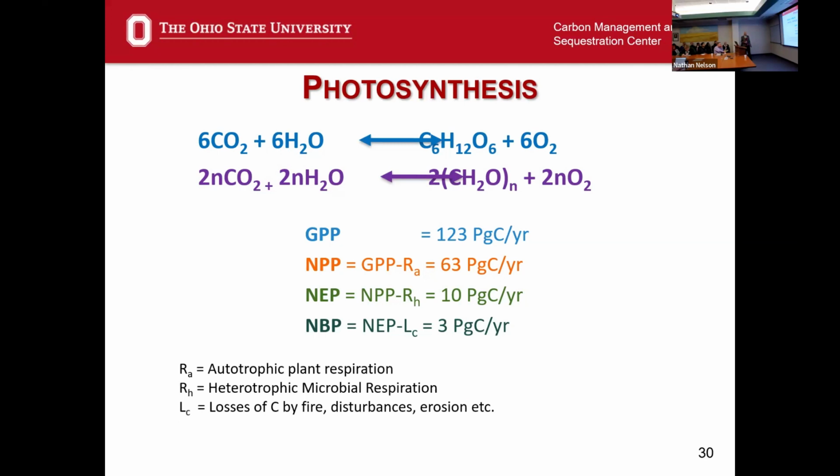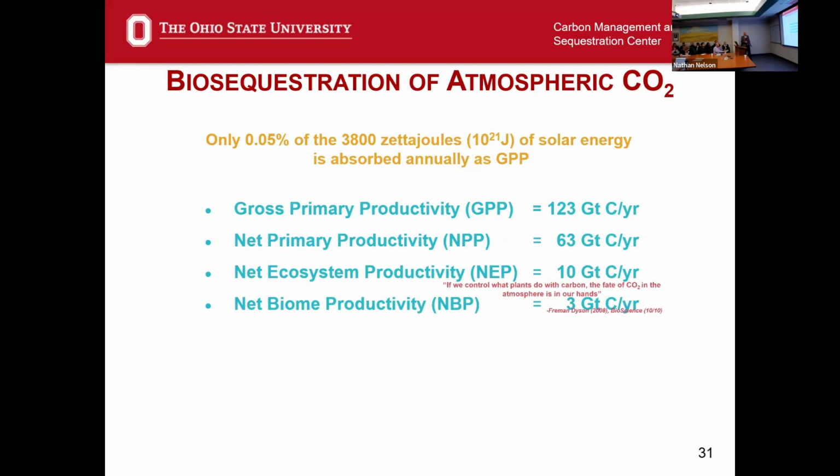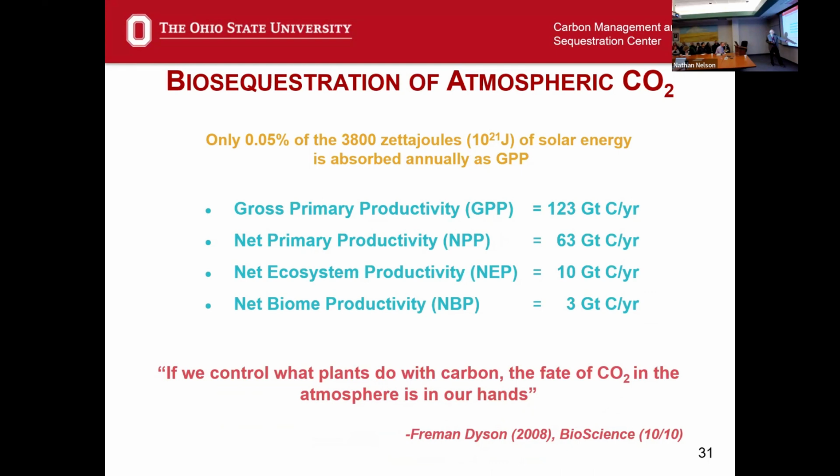So the question really is, how can that 123 be used in such a way? And here is another analogy: only 0.05% of 3800 zettajoules of solar energy is absorbed annually as gross primary productivity. And out of that, only 3 remains, and that led Freeman Dyson to make a statement: if we control what plants do with carbon, the fate of CO2 in the atmosphere is in our hands. And that's what he's talking about. 123 petagrams, a lot, so how can we get hold of it? And how can we somehow manage to sequester it?